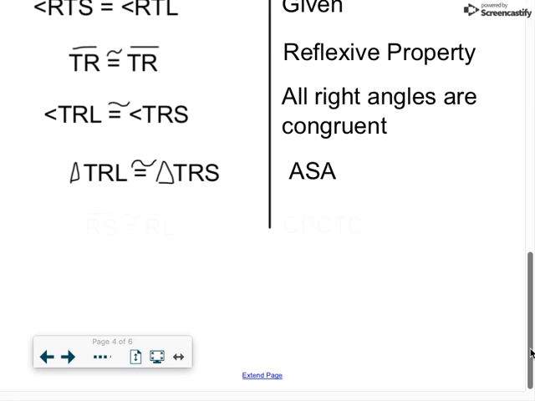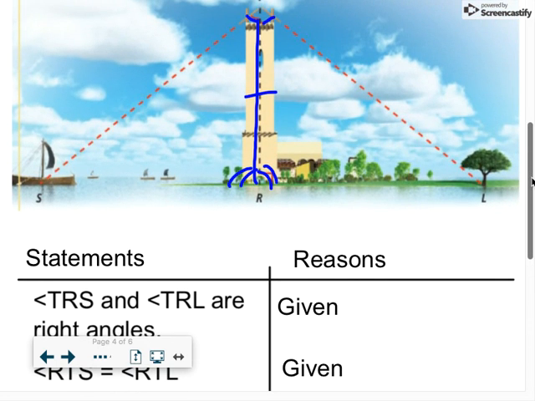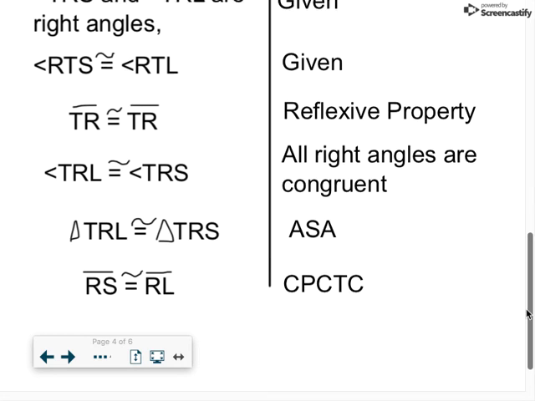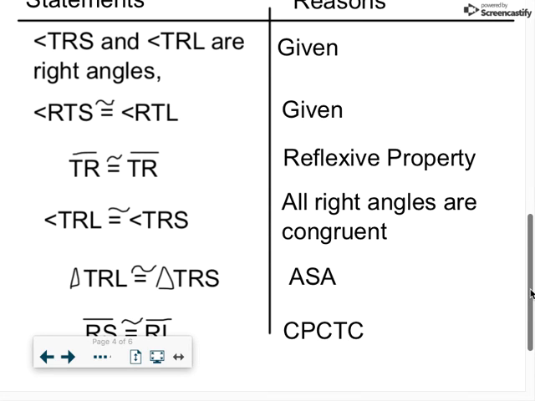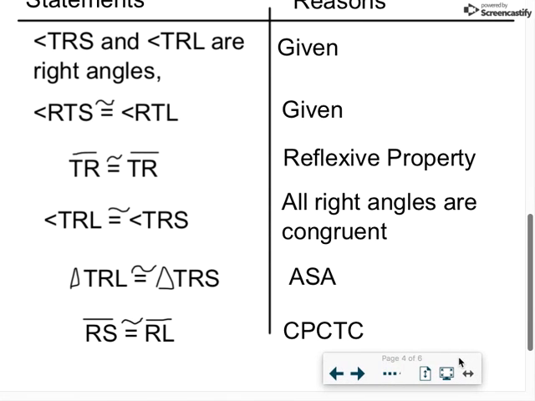What they want to know is, why does this method work to look for a ship at sea? Because RS should be the same as RL. That's saying that from the shore to the boat should be the same as the shore to the tree, and it'd be easy for me to measure the shore to the tree. So let me show you that again. Again, you can pause if needed.